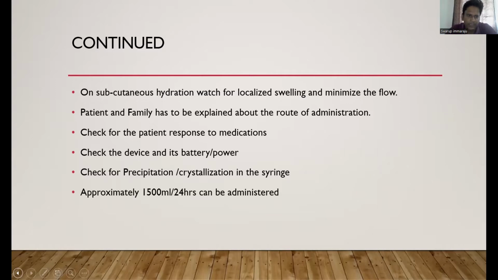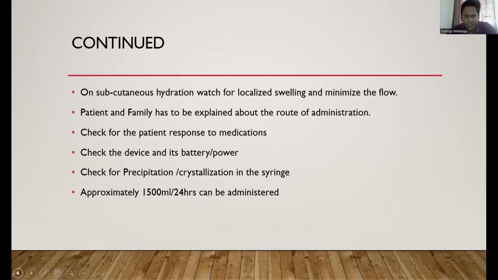Point number 2 is the patient and the family have to be explained about the route of administration, because many of our patients and family members are familiar with administering IV fluids, but they really don't know about the subcutaneous infusion. You may have to talk about the benefits, the advantages and disadvantages, and how beneficial it is going to be. You have to talk about that.